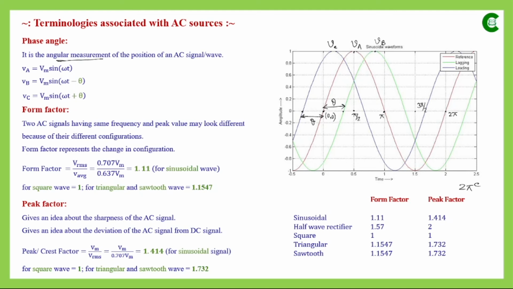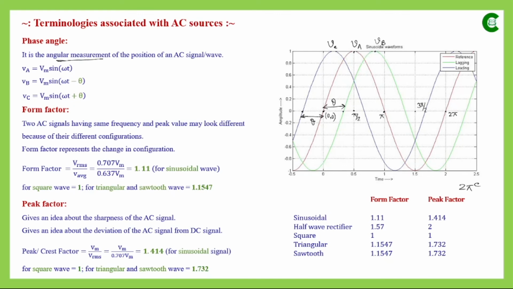Now the next terminology is form factor. In case of two AC signals having the same frequency and peak value, they may look different because of their different configurations. Now form factor represents that change in configuration, and form factor is the ratio of the RMS value of that signal and the average value of that signal. RMS and average value we have already seen and calculated.